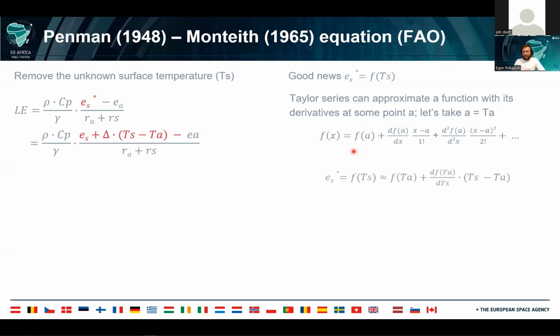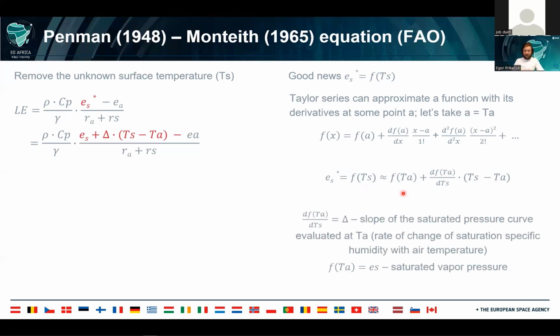What does it have to do with our case? Well, in our case, saturated vapor pressure is a function of surface temperature, but we can approximate it as a function of air temperature, and air temperature we know. That's what they did, with the only difference that this long formula, we say that it's delta, and the function of TA is ES, so saturated vapor pressure of air, not of surface. It was before ES star, the surface pressure. Now it's saturated vapor pressure at air temperature.